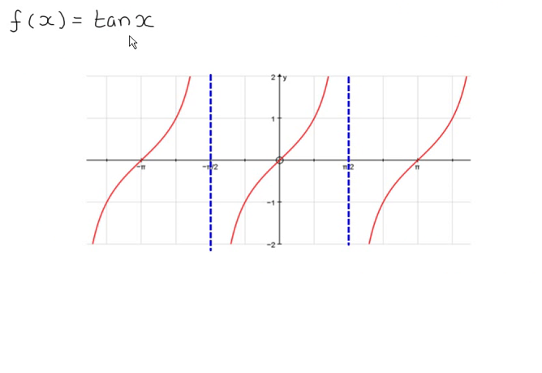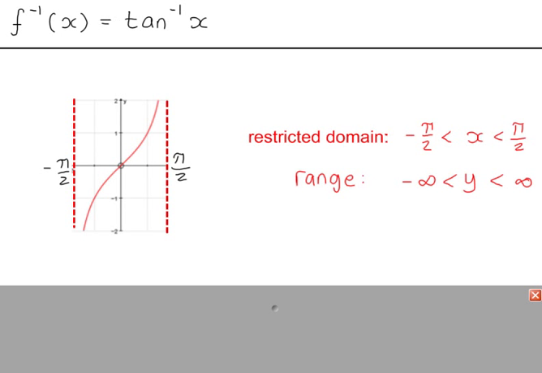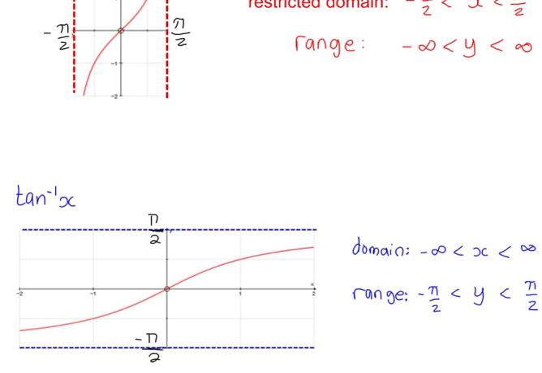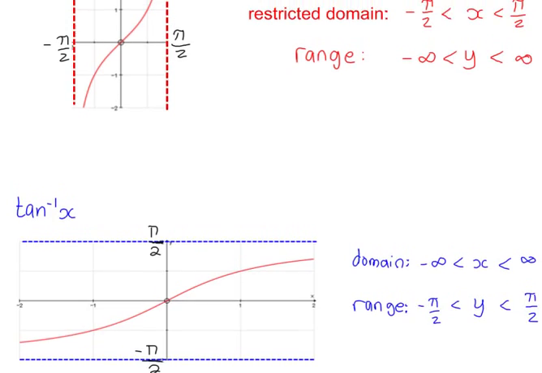The graph of tan x, again, this would fail the horizontal line test, so we need to restrict the domain between minus pi over 2 and pi over 2, like this. And then we can reflect the graph in the line y equals x to get the following. And the domain and range here have swapped over.